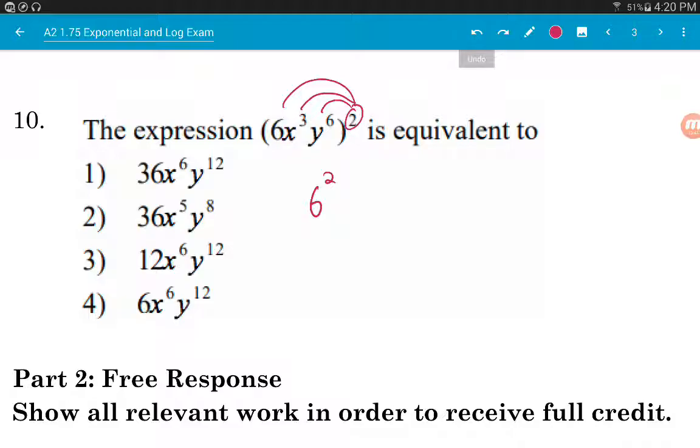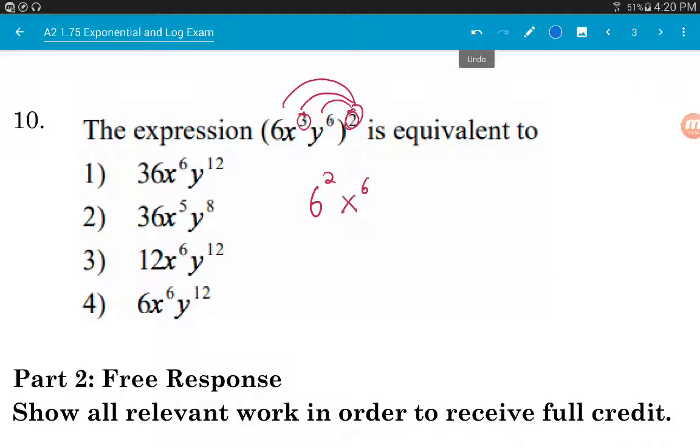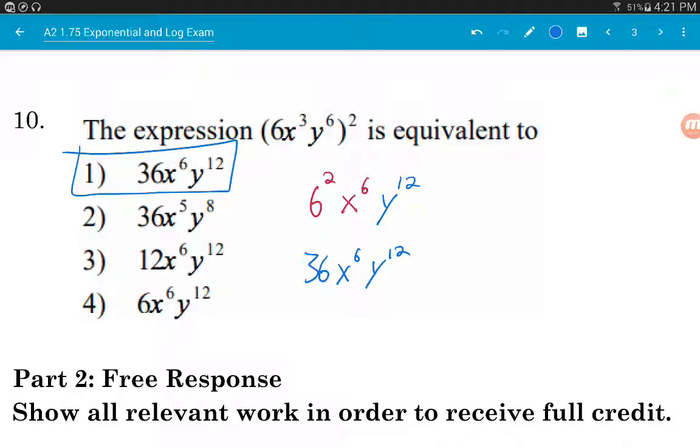When you raise something to 2 exponents, you're multiplying them. So x raised to the 3 times 2 power, x to the 6th. Y is going to be raised to the 6 times 2 power, so y to the 12th. Okay, so I'm going to get 36, x to the 6th, y to the 12th, which is option 1.